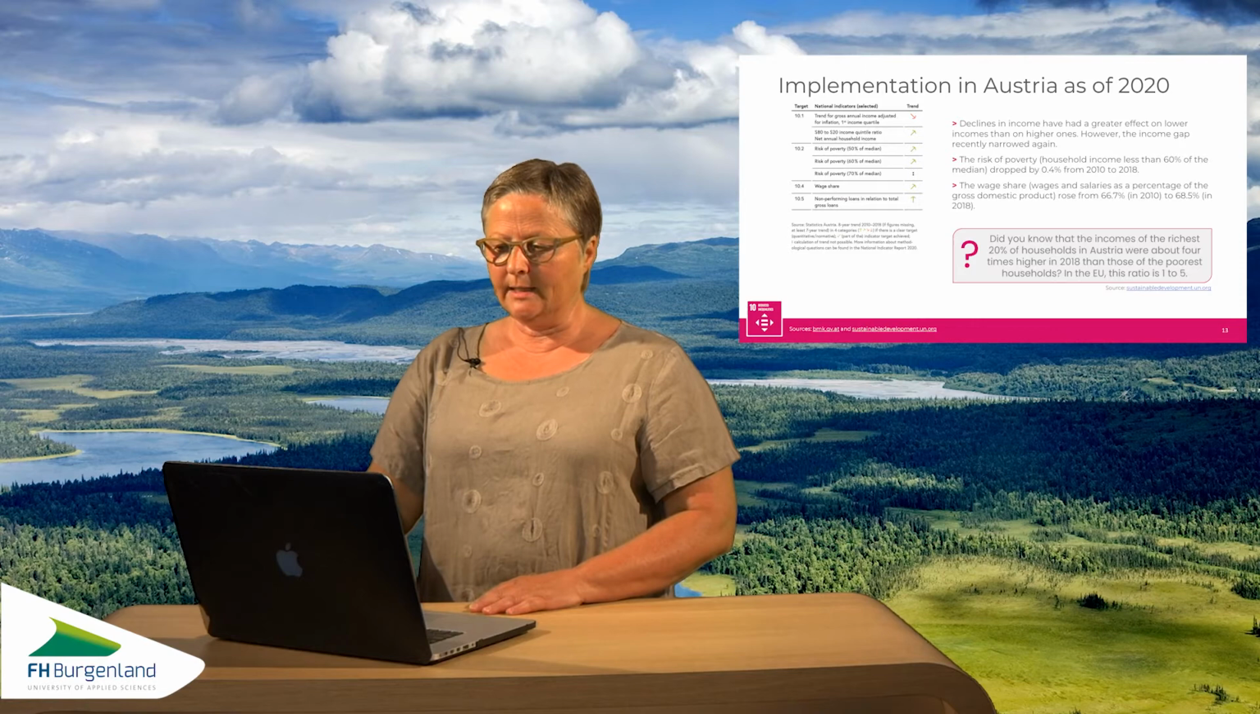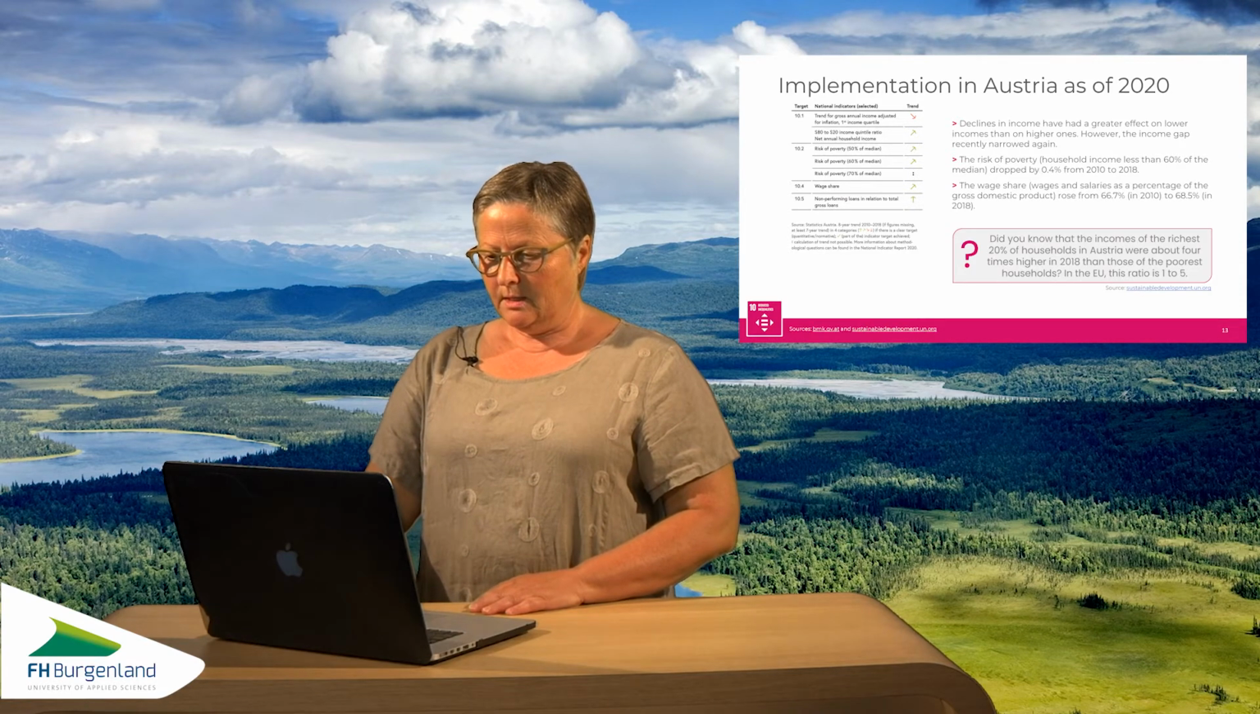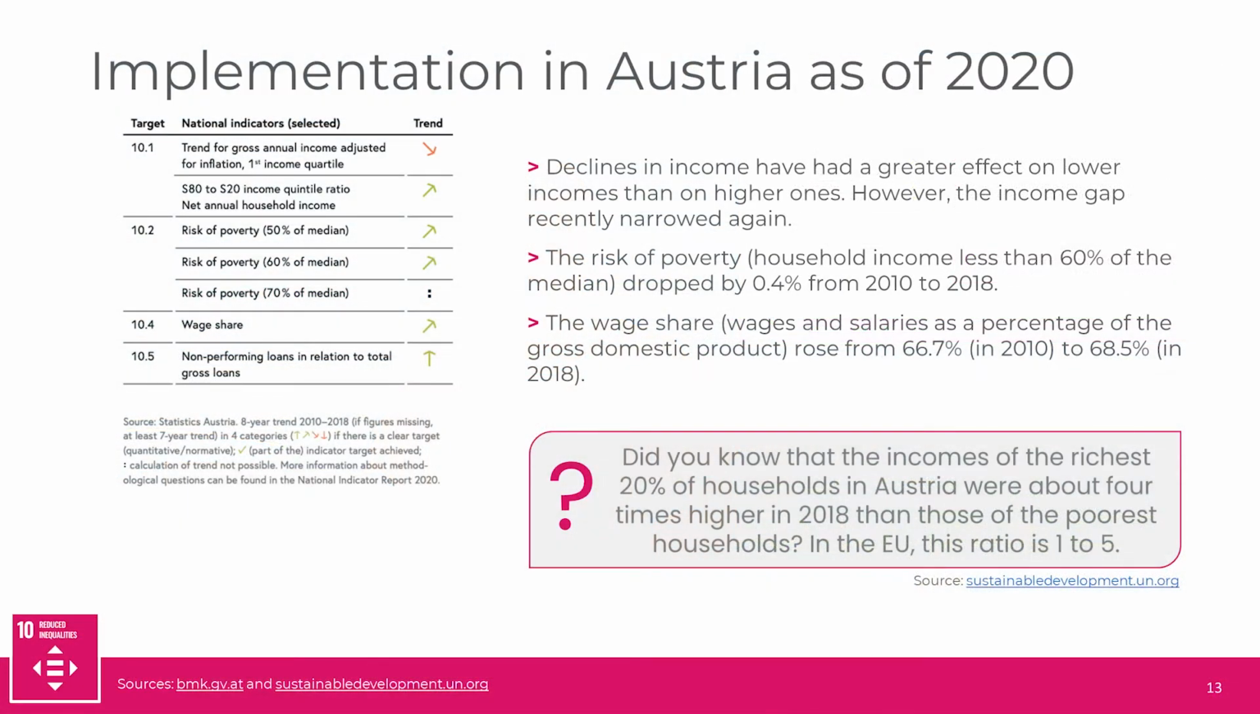So what does it look like in Austria? We can see here that we're doing okay with all the targets here, except for a trend for gross and annual income adjusted for inflation. So that's a downward trend. That's not happening well enough.